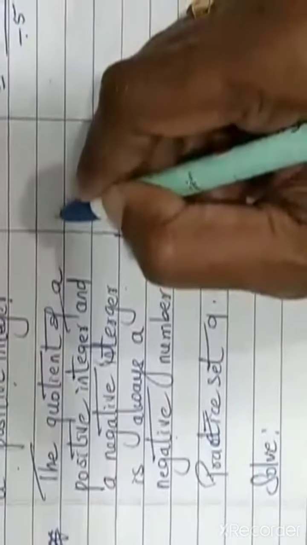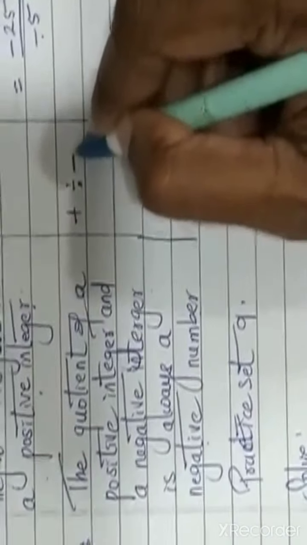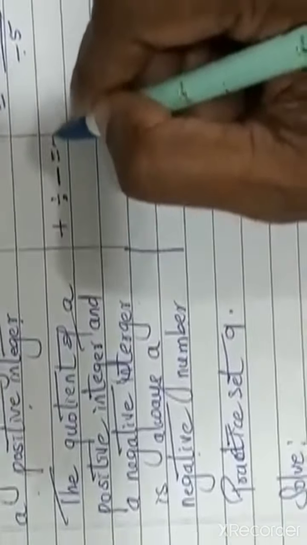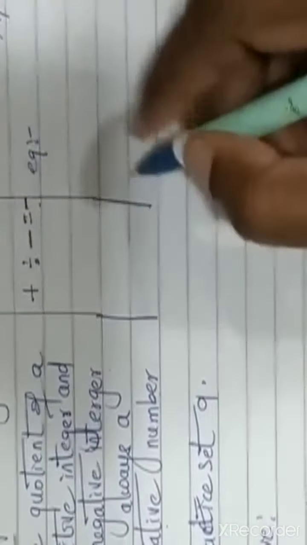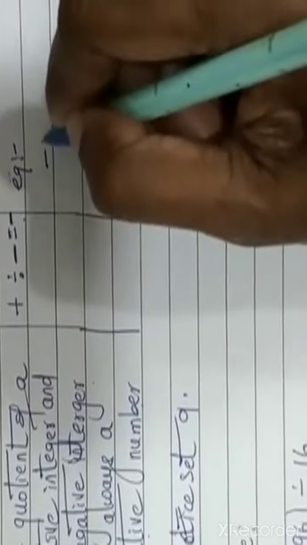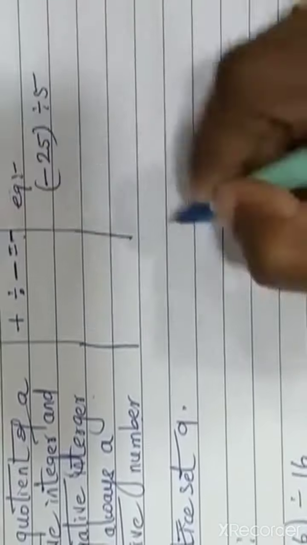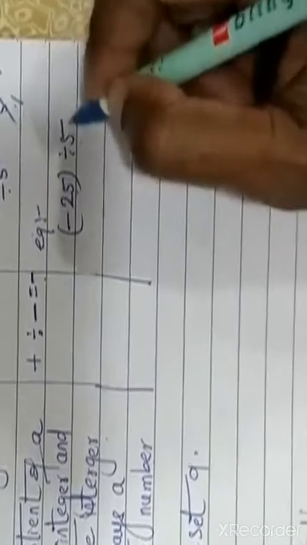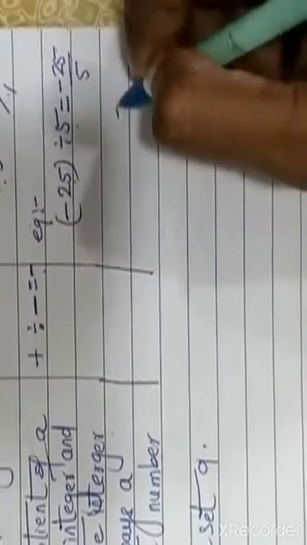So when I divide a positive number by a negative number, the quotient obtained is negative. We learn through an example. See here. Minus 25 divided by 5. One positive number and one negative number. First I will arrange in fraction form, and then I will divide.